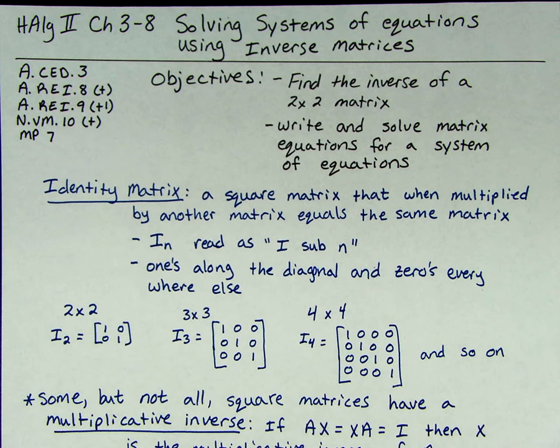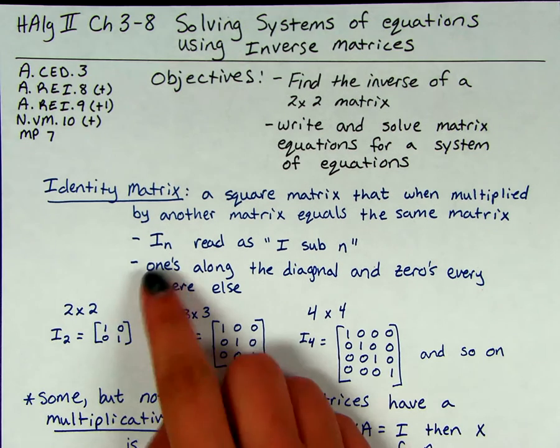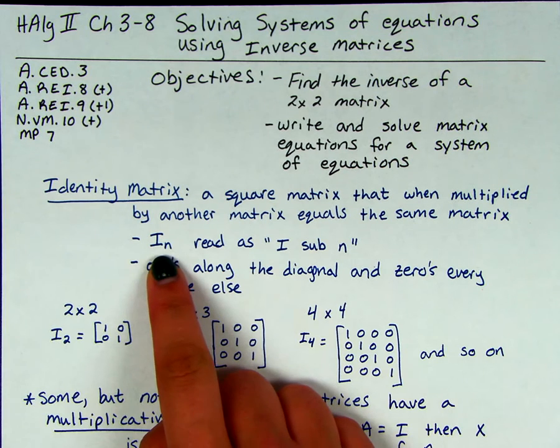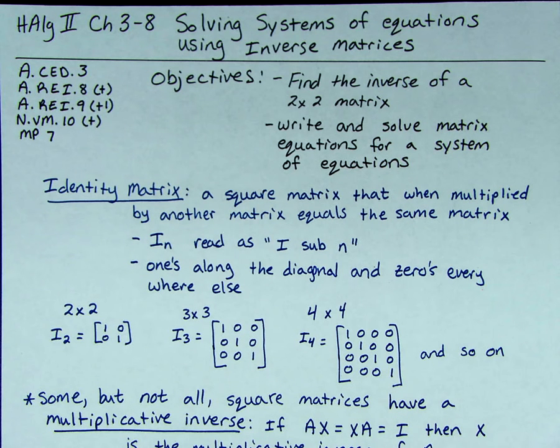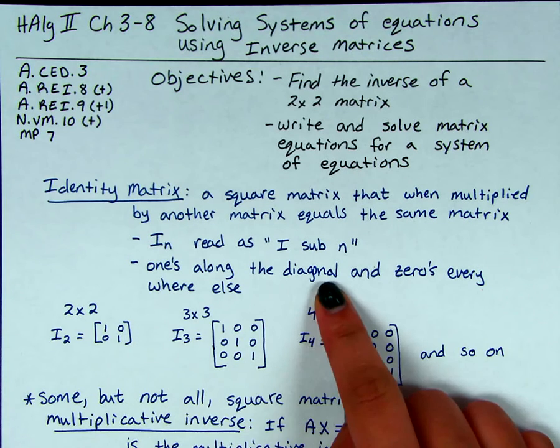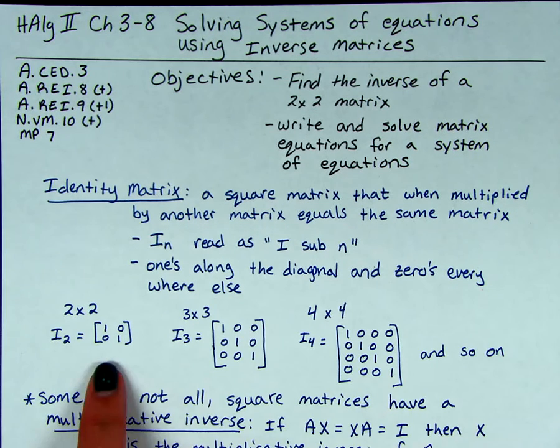Starting with the identity matrix, this is a square matrix that when multiplied by another matrix equals the same matrix. We use the notation I sub n to identify the identity matrix. When we look at it, we're going to see ones along the diagonal and zeros everywhere else. Each of these is an example of an identity matrix for a 2x2, a 3x3, 4x4, and we could keep going if we wanted to.